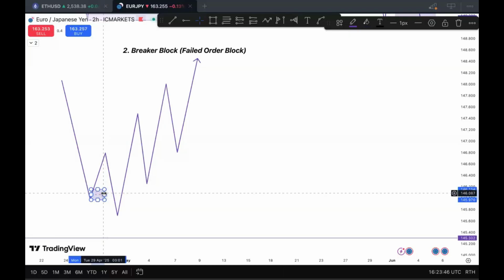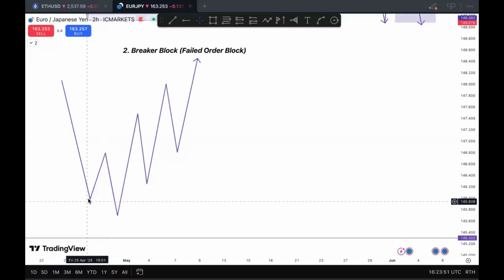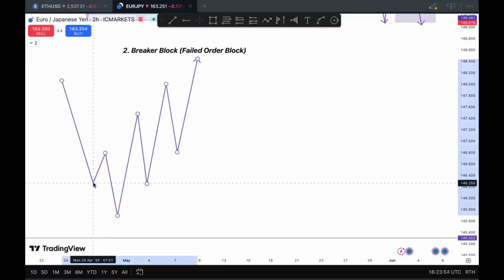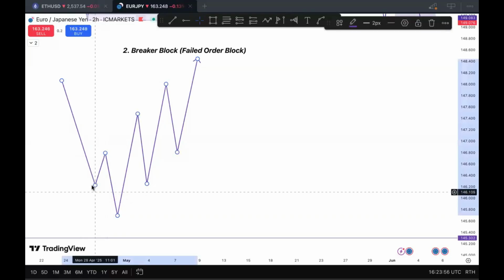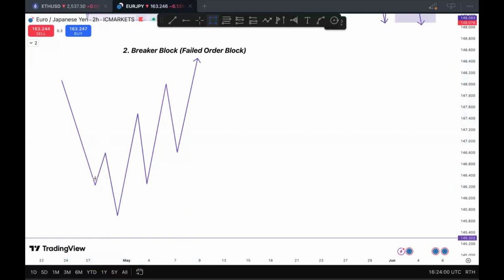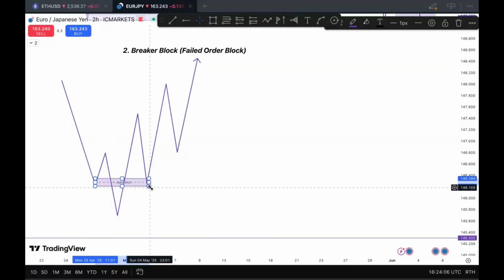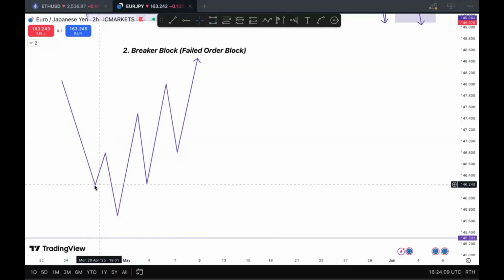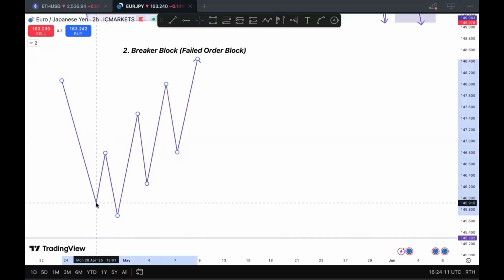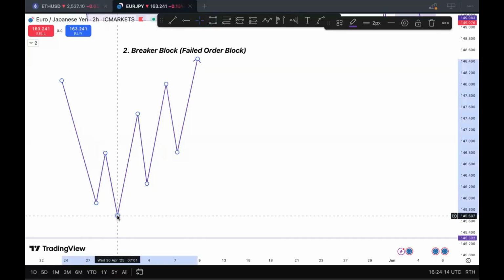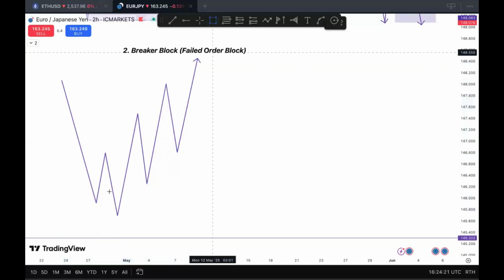So if the failed order block, which is the breaker block, is far, let's say like this, you don't take this as a POI because why? Price already used it for this one. So you don't take it. What you want to see is this failed order block very close to this sweep. If it is very close to this sweep, I'm going to take the failed order block, which is the breaker block.